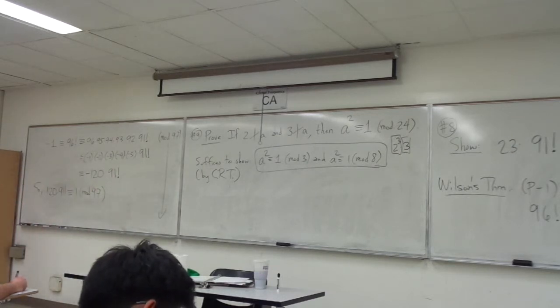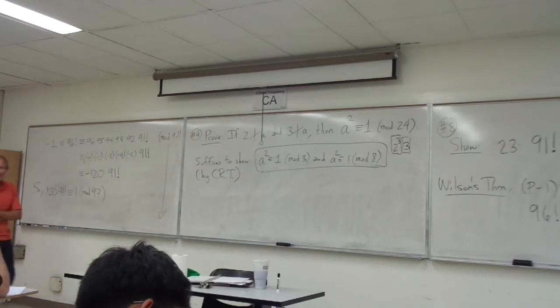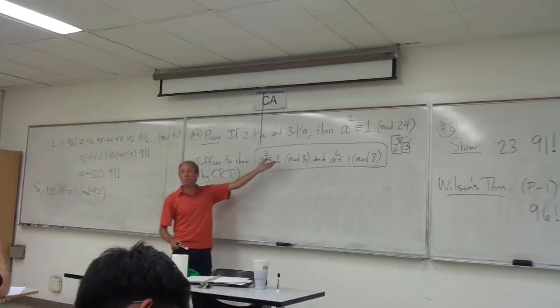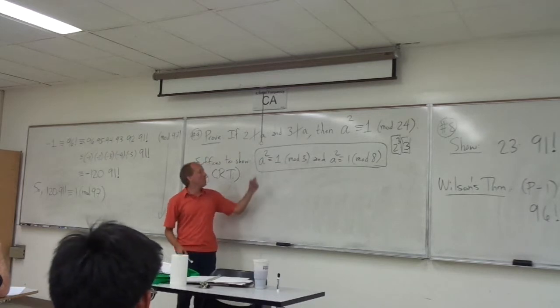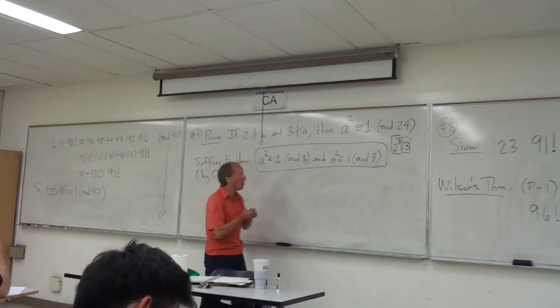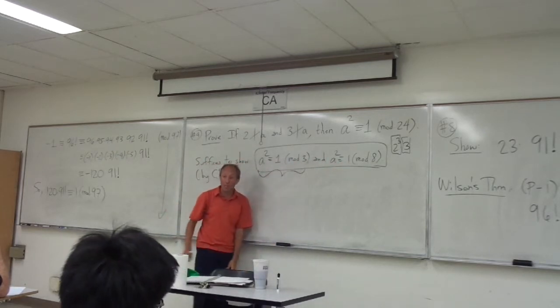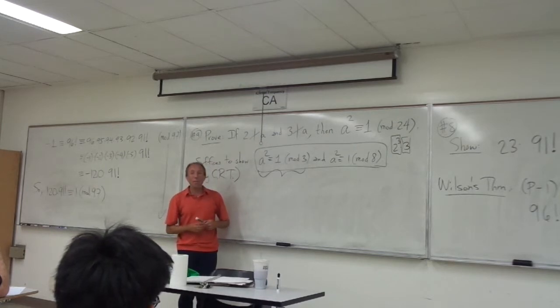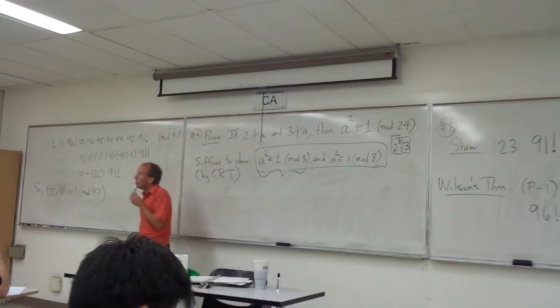Okay, so based on that, where can we go with that? We've now created two problems out of one. We need to show this and this. Maybe we should start with this one first, because smaller mods are easier. So how am I going to show that A squared is congruent to 1 mod 3?